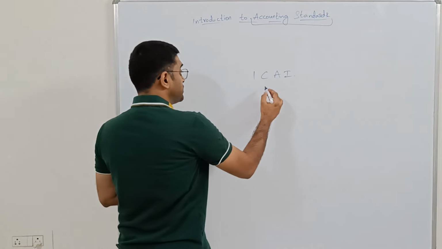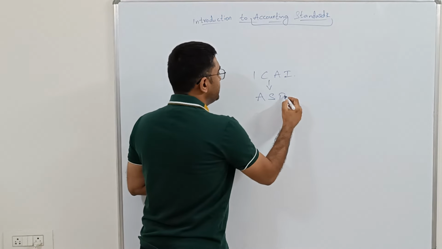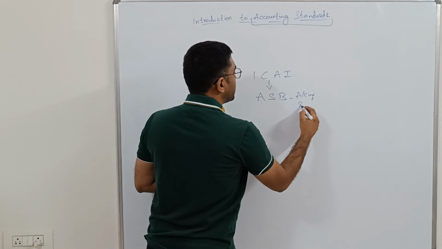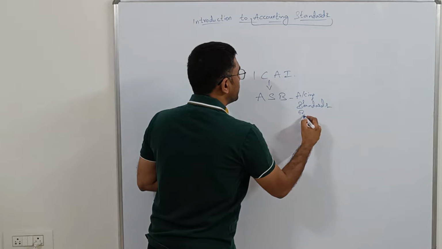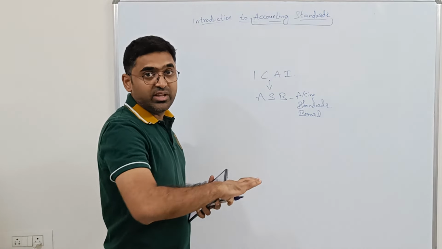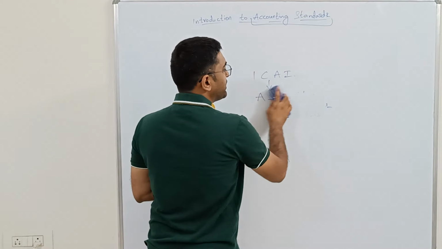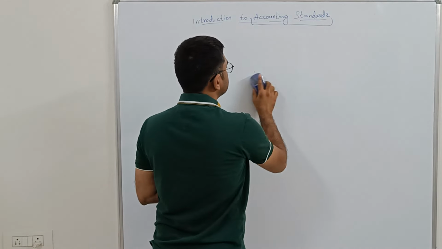So, in ICAI also, there is a board called ASB, called Accounting Standards Board. This board in ICAI will issue the accounting standards, which need to be followed by all the companies while preparing their financial statements. Okay?